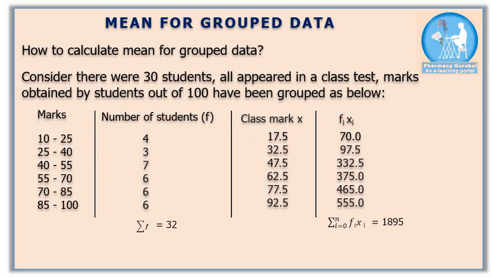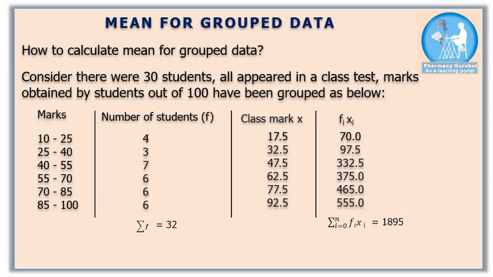The next class is 25 to 40. So the average, 25 plus 40 divided by 2, is equal to 32.5. The next class is 40 to 55. So the average, 40 plus 55 divided by 2, is equal to 47.5. The next class is 55 to 70. The average of this class would be 62.5. The average of the next class would be 77.5, and the average of the last class would be 92.5.